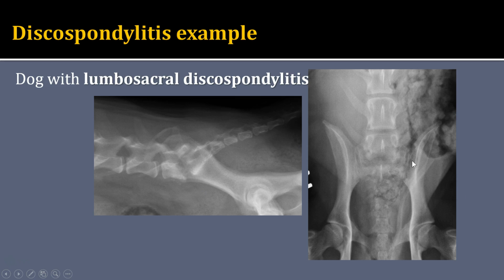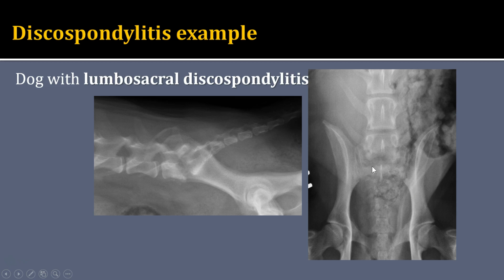Notice that on the ventrodorsal view, this is going to be a challenging area to evaluate. We can sometimes see the findings on the ventrodorsal view, although I do think they show up better on the lateral view. But notice we have a lot of gas and fecal matter in the colon and the rectum that's going to be superimposed.